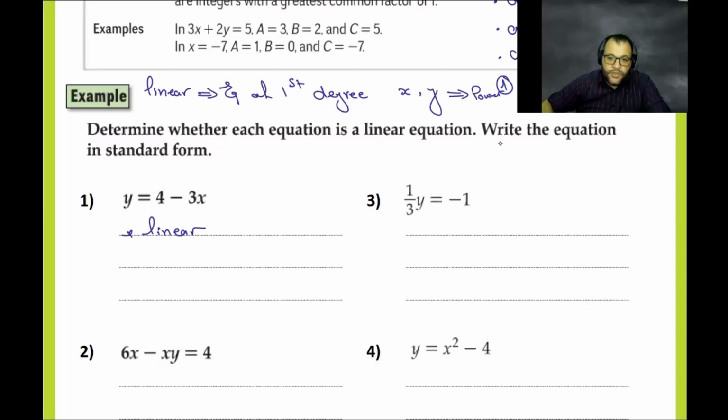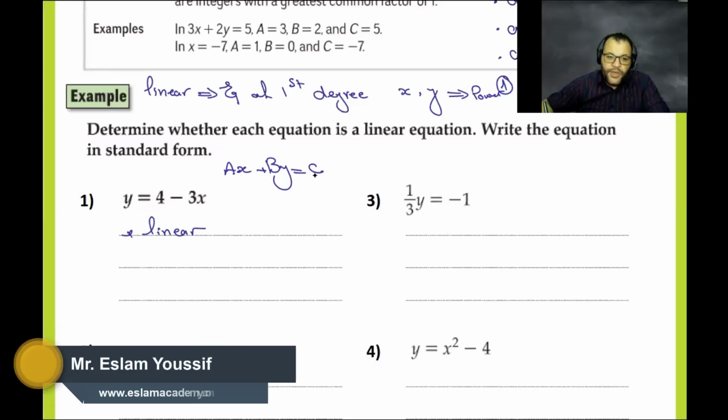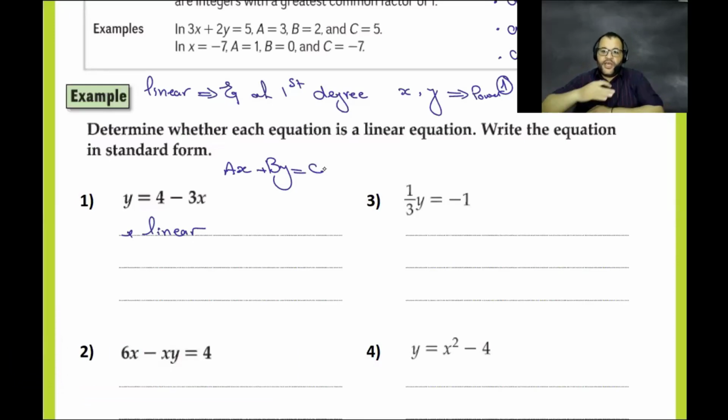So the second part: write the equation in standard form. What is the standard form of the linear? Because we have a standard form for the quadratic, and we have a standard form for the cubic function. For each function, for each equation, there is a standard form. The standard form of the linear is ax plus by equals c, where a must be 0 or a positive number. The common factor between a, b, and c is equal to 1. A, b, and c are integers. We can't write a, b, and c as a fraction or as a decimal.